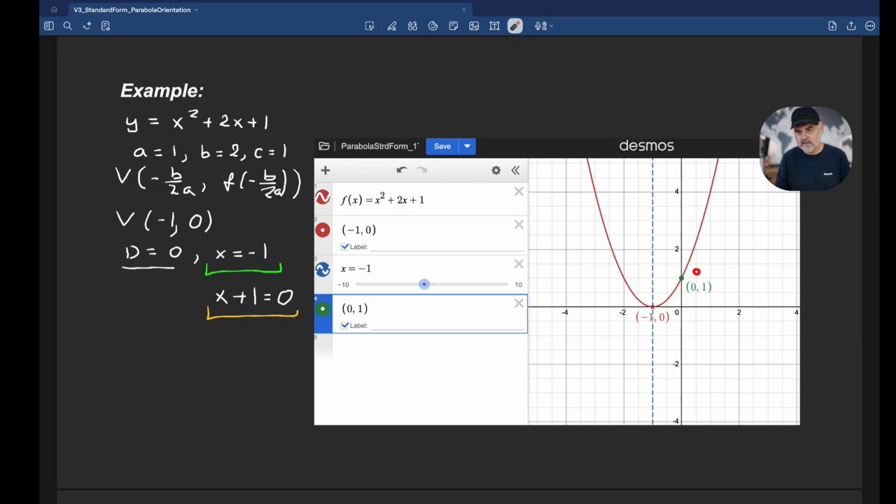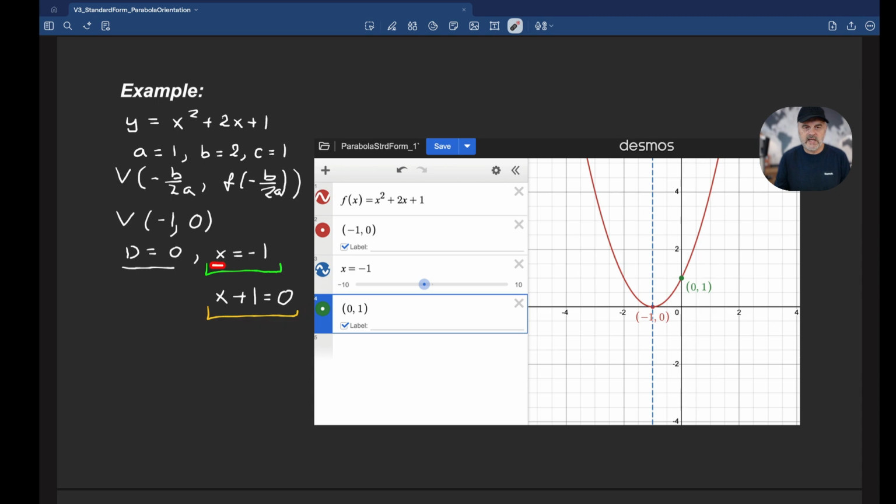So this is at 1, right? So the axis of symmetry coincides with the vertex location. So the equation of that will be x is equal to negative 1, or x plus 1 is equal to 0 in standard form, like you have here. That is the equation. And this is also another form of that same equation.